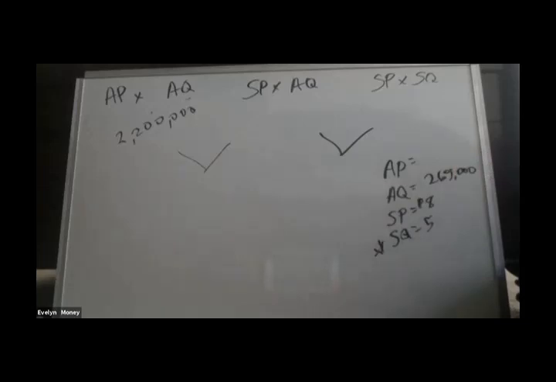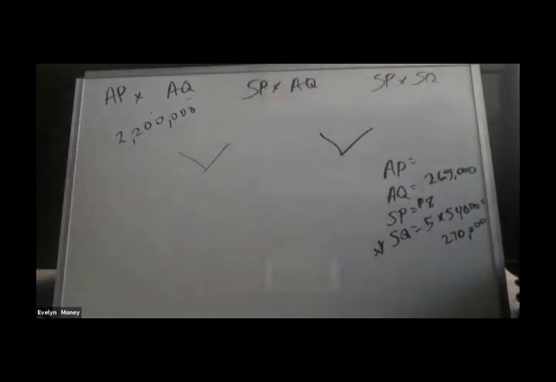Picked up the wrong number. That 265 does not compare to this 5. So I have to take that 5 and multiply it times the actual number of units produced. And when I do that, that is where I get the 270,000.